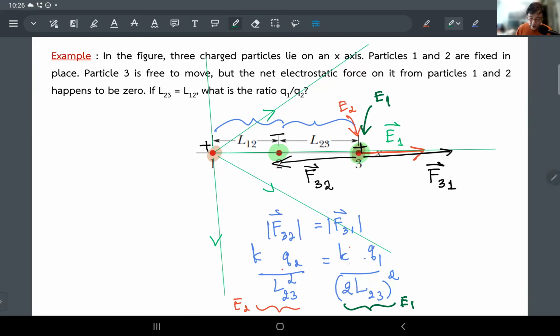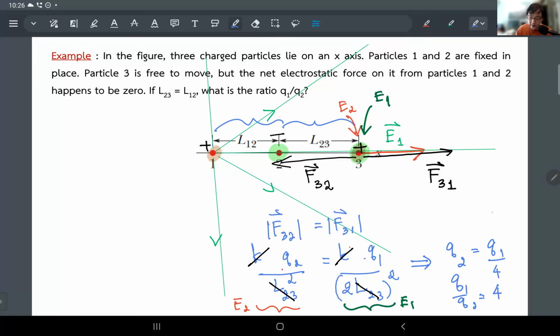Okay, so back to our business over here. Now I can slash K out as well. And L23 is already gone. Just left with the factor 2 in there. And that gave you the conclusion that Q2 is going to be Q1 over 4. The ratio of Q1 over Q2 is going to be 4 times.